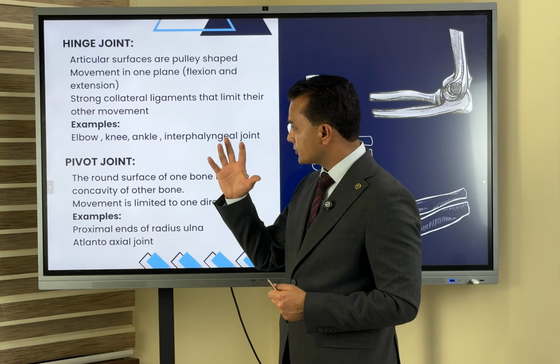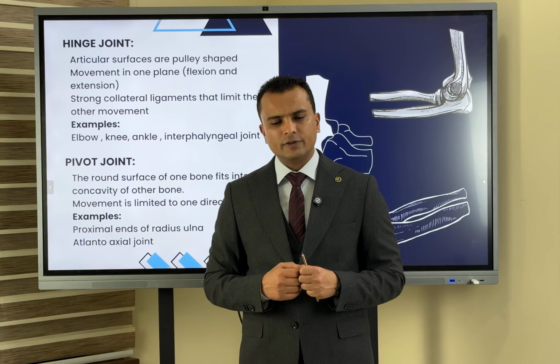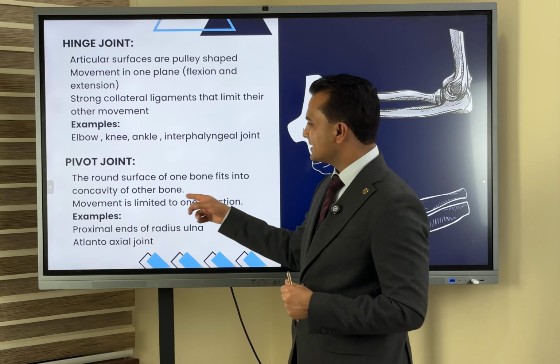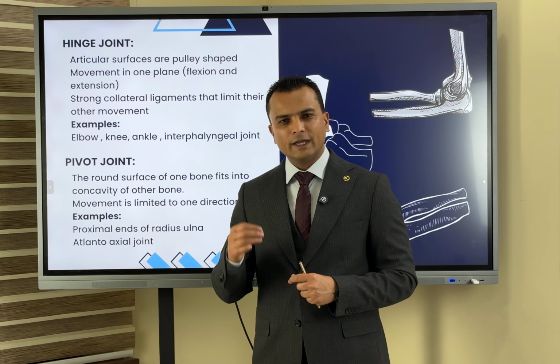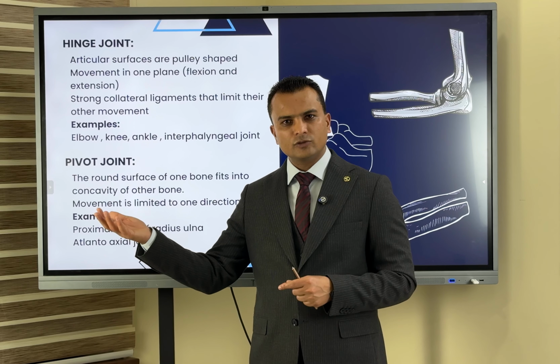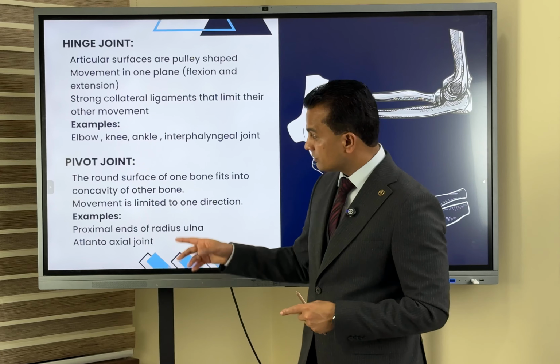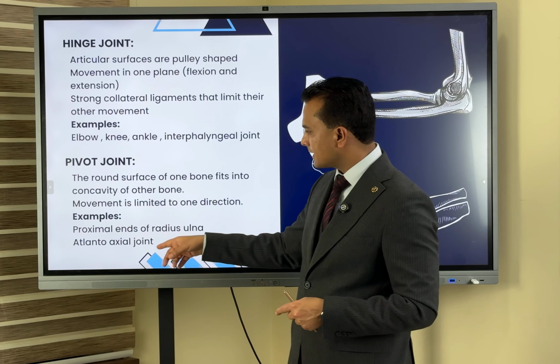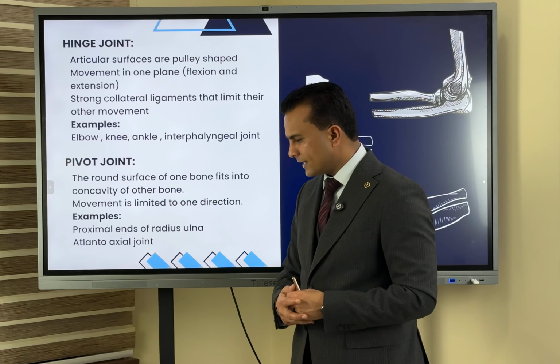Next we have the pivot joint. In a pivot joint, the round surface of one bone is fixed in the concavity of the other bone. The best example is the head of the radius, which is wrapped in the annular ligament and the radial notch of the ulna. That is the proximal radioulnar joint. When you do supination and pronation, you are rotating the head of the radius, so that is a pivot joint. Our second example is the atlantoaxial joint, where the dens process is fixed in the first cervical vertebra, giving the shape of a pivot joint.